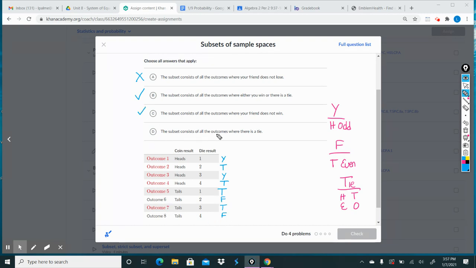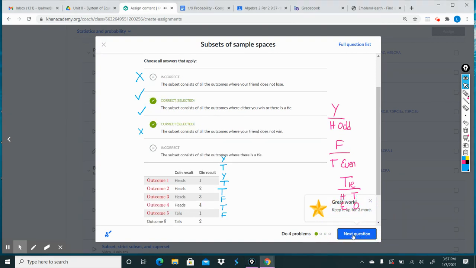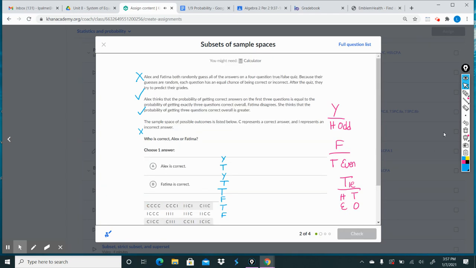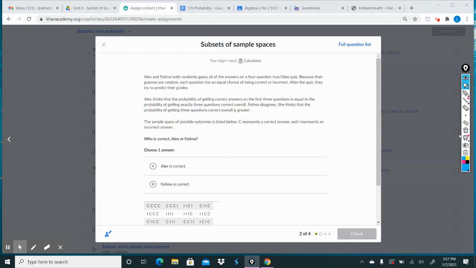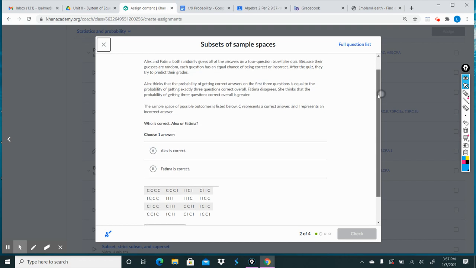The subset consists of all outcomes where there is a tie. All of them consist of outcomes where there's a tie, but you win on one of them. So that would not work. So let's check our answers. So B and C, and we have a correct answer. Okay. Let's do one more problem just so we can check for our understanding.